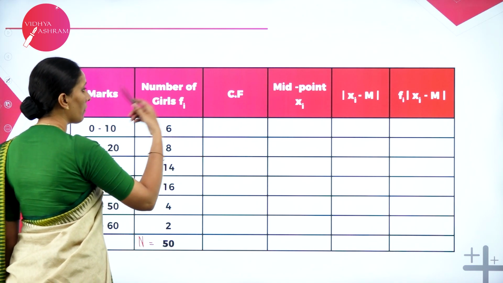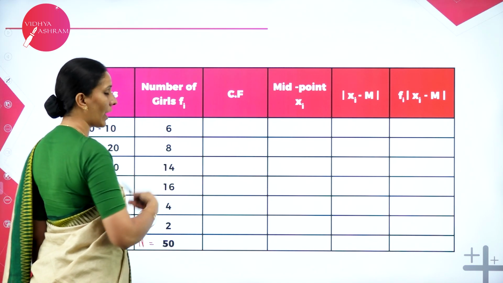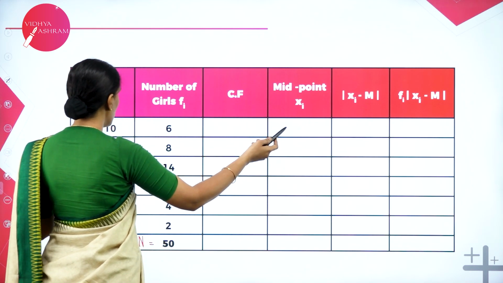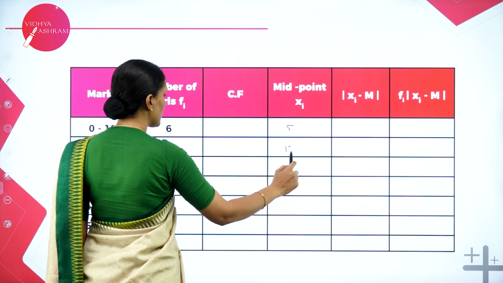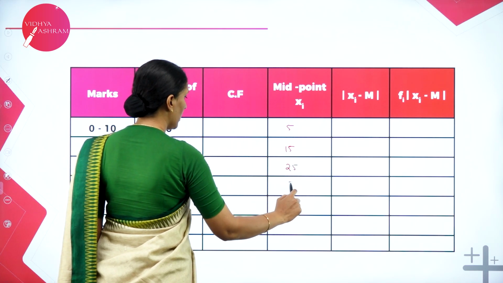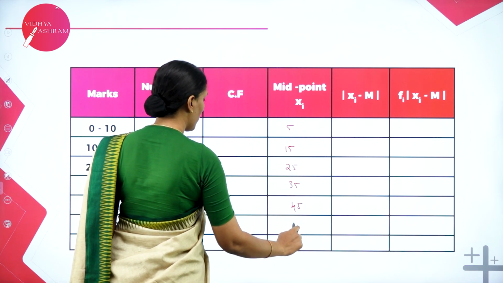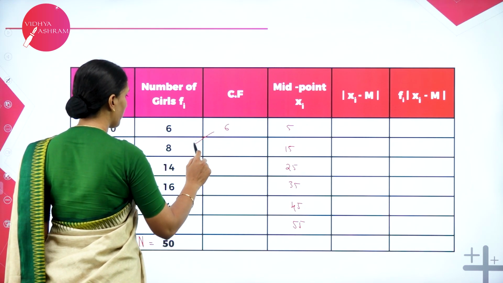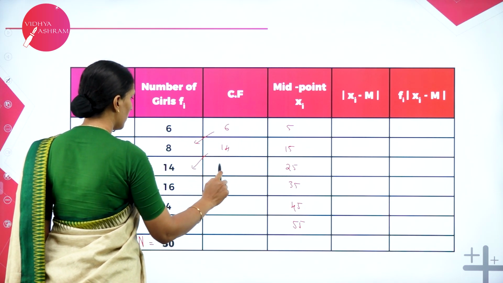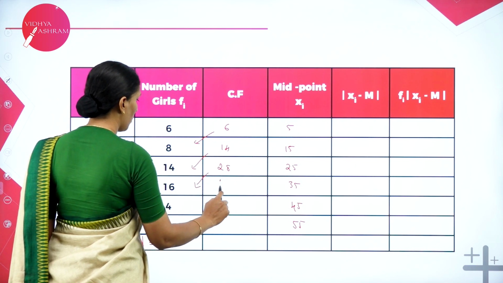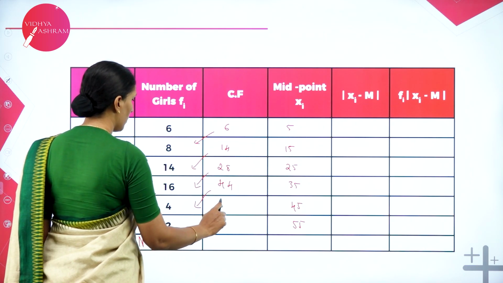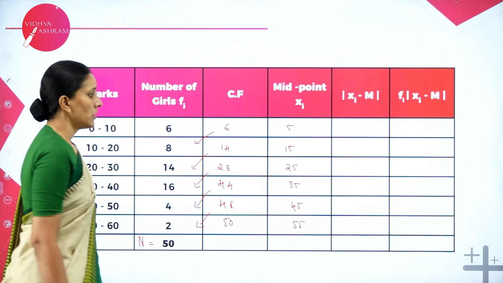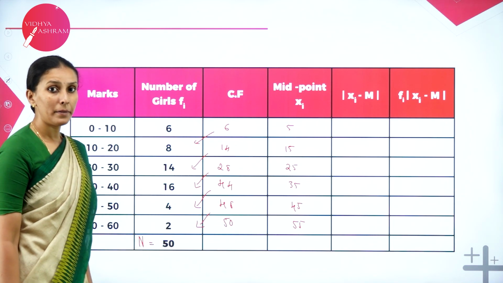So here either you can write the midpoint first or you can calculate the cumulative frequency. I'll always write the midpoint here. So 0 to 10, 5. Next is 15, 25, 35, 45, 55. Next I'll calculate the cumulative frequency: 6, 14, 28, 44, 48, 50. So now we need to calculate the median class.